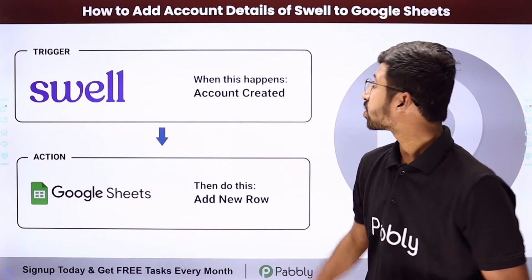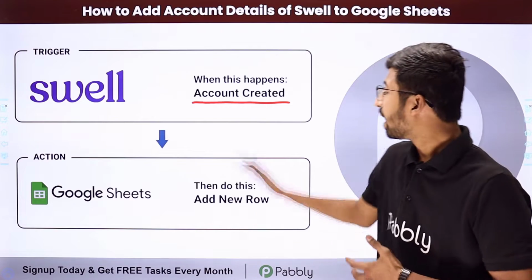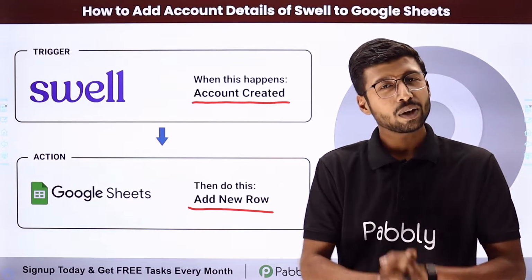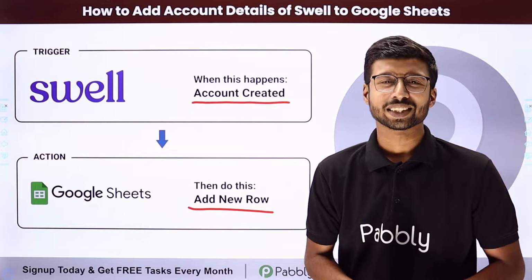So the trigger of this automation will be account creation by a user on our Swell store. And the action will be addition of these newly created account details into a Google Sheet. Now guys, how can you set up this automation? To know this, you have to come with me to my screen.